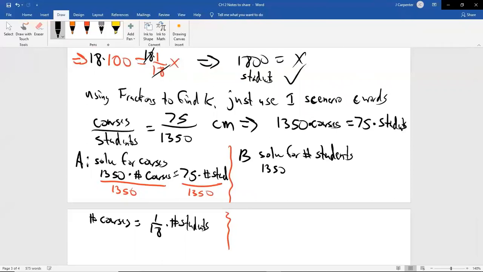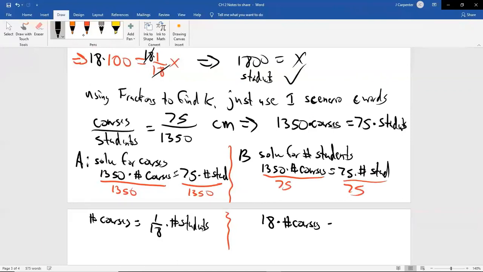So we take the 1350 times the number of courses, set it equal to 75 times the number of students. This time we'll instead divide both sides by the 75. And we know the 75 goes into 1350 18 times. So 18 times the number of courses should be equal to the number of students. And look how these same numbers ended up popping out. Those would be the Ks in each of the scenarios.